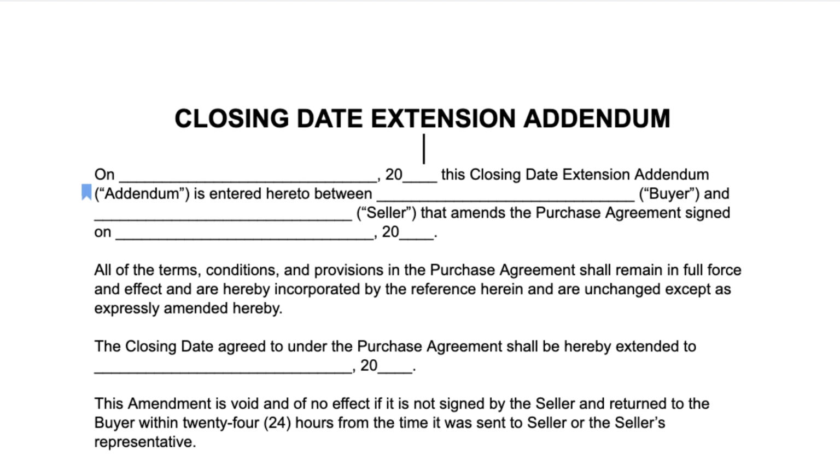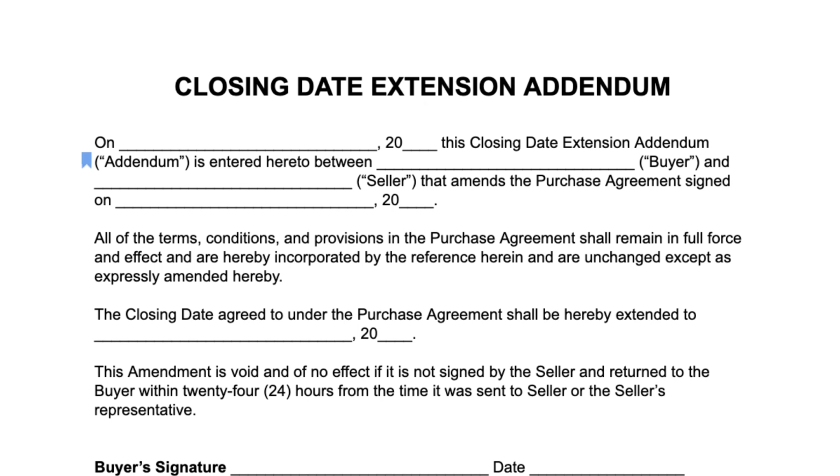So let's go ahead and get through this agreement. It says, on whatever date of whatever year, this closing date extension addendum, in parentheses, quote unquote "addendum," is entered hereto between you as the buyer and your seller that you're doing business with, that amends the purchase agreement signed on whatever date that you signed the original purchase and sale agreement with your motivated seller.